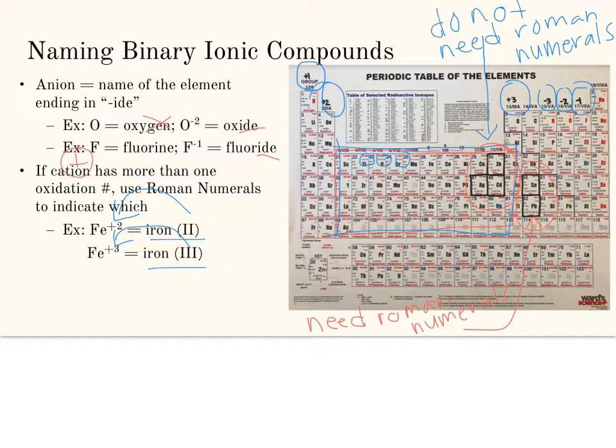Again, the periodic table that you're given on any test or quiz is always going to have these elements highlighted so that they can draw attention to them. You just need to recognize that the middle ones don't need Roman numerals. The ones in group 4 do indeed need Roman numerals. Okay, so let's take a look at how this works.